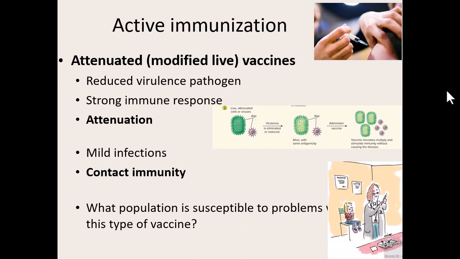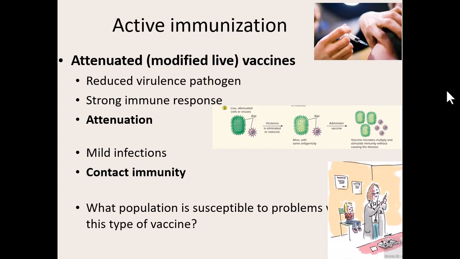Now, you might be asking, why wouldn't you just always give this? Contact immunity, super strong immune response. But there are actually two populations of people who we would never give a modified live vaccine to. One, someone that's extremely immunosuppressed. Again, the idea is that your immune system has to be able to recognize this thing, mount an immune response against it, and get rid of that live organism.